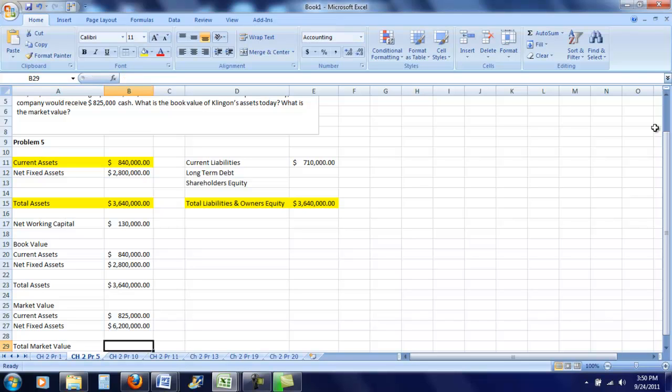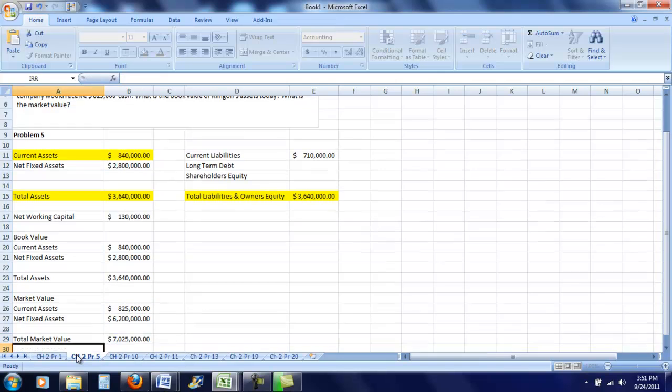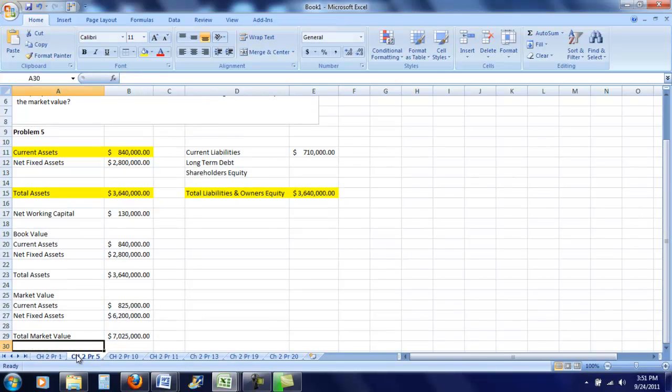So our total market value is current assets plus net fixed assets, or $7,025,000. As you can see, there's a large difference between market value and book value here. So we solve for these. Moving on to problem 10.